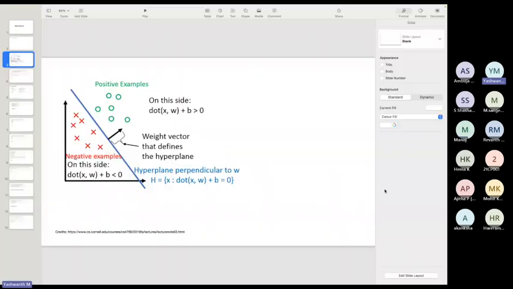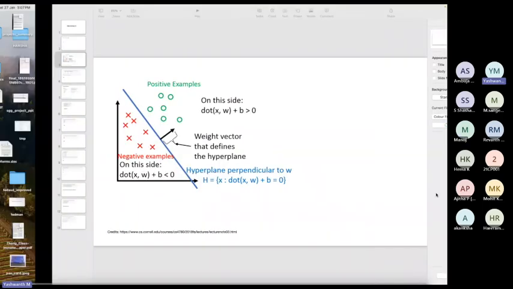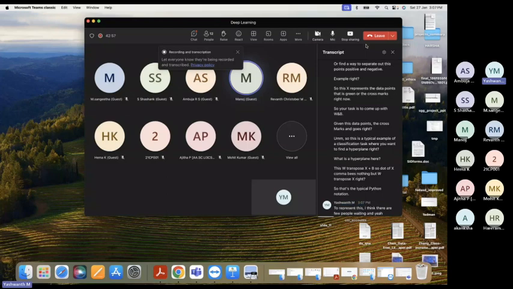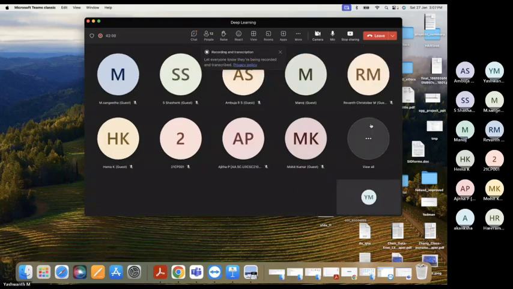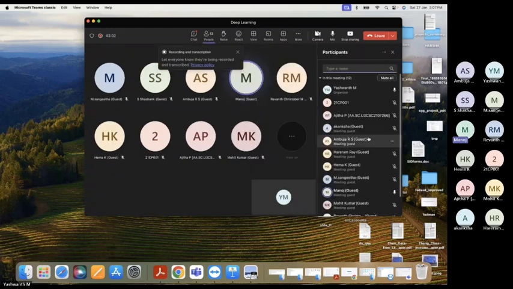I think there are a few people waiting. Done. Okay. If you guys have permission to add somebody who's waiting, please keep adding them.